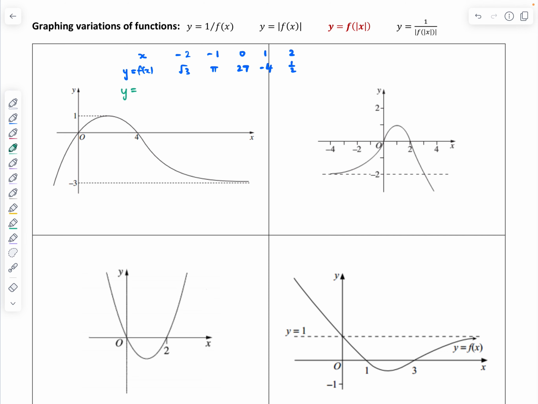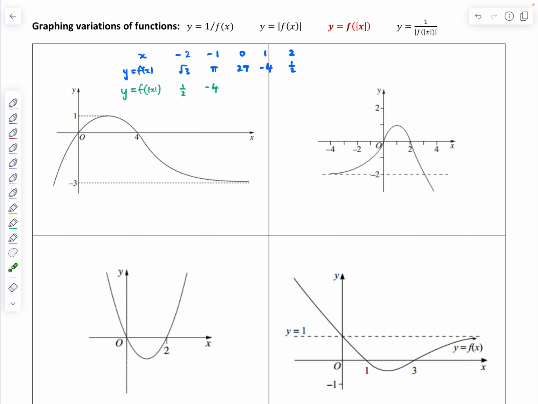this one, the y equals f of absolute value x, let's go through it carefully. For when x is -2, absolute value of x is 2, so we've got to get f of 2, which is half. So what goes here? Half. Right? When x is -1 and we calculate f of absolute value x, then absolute value of x is 1. So we've got to look here, f of 1, which is -4. So what goes in this slot?